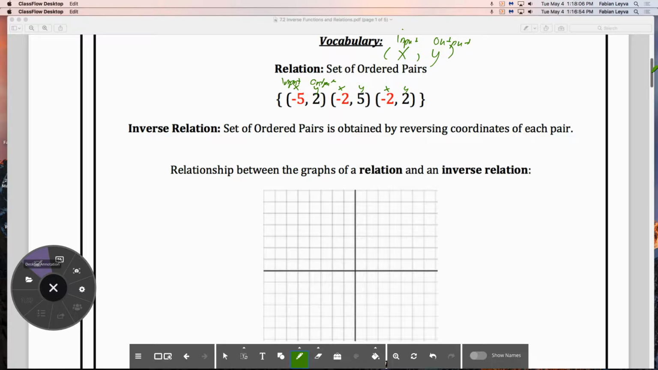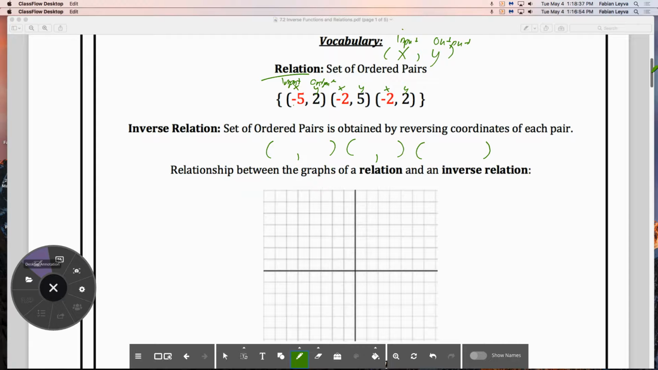Now, inverse. What does inverse mean to you guys when you hear that? Reverse, right? That's what I hear, like, reverse. So, if you have a relation, which is just a specific rule where if you plug something in, you get something out, then an inverse relation is the reverse of your original relation. So if I tell you to find the inverse relation of the set of ordered pairs, all I'm literally asking you to do is to reverse the inputs and outputs, aka the x's and the y's.